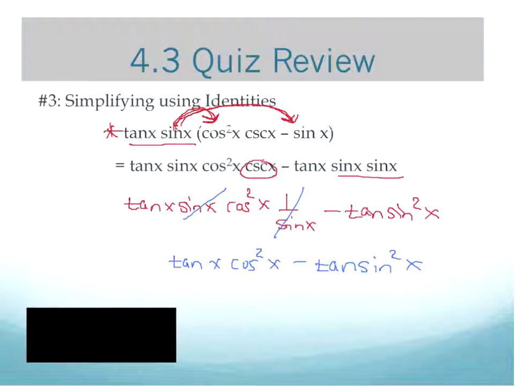Now, if we're going to simplify this a little bit further, if I'm looking at both portions of my problem, they both have a tan x. I can factor that out in front. And now I have cosine squared x minus sine squared x. Now I'm thinking, I bet one of these is an identity. So let's look on our trig identity sheet.